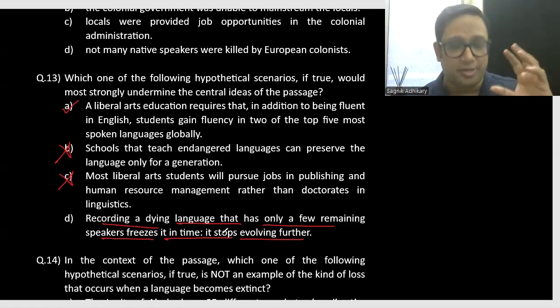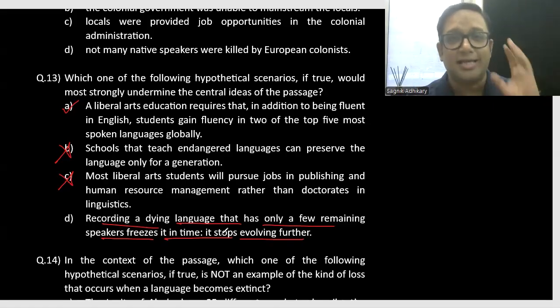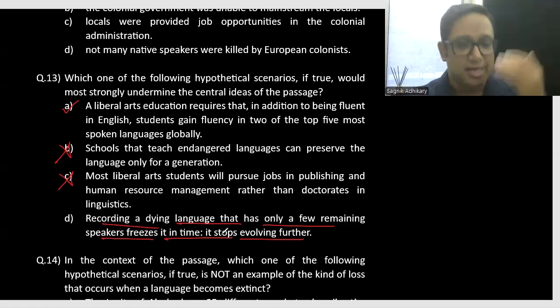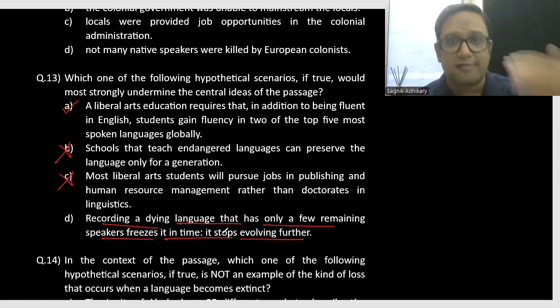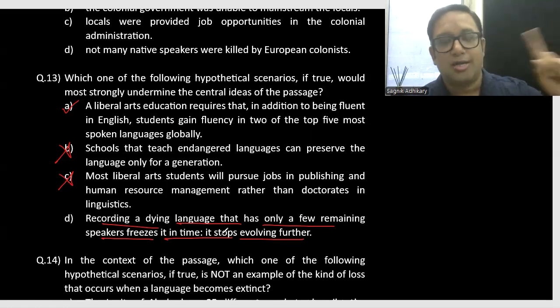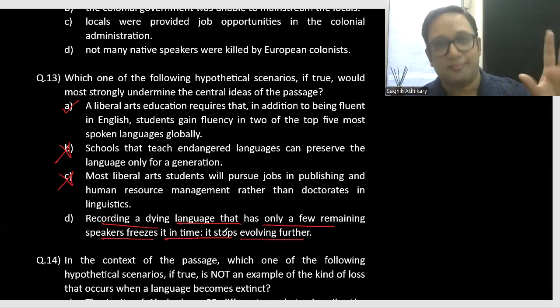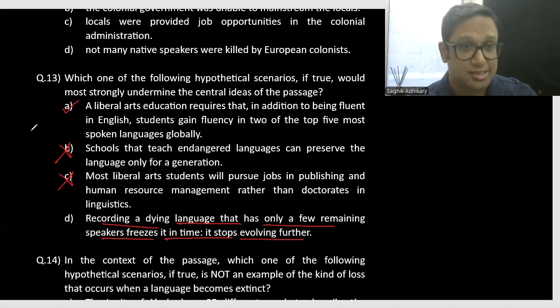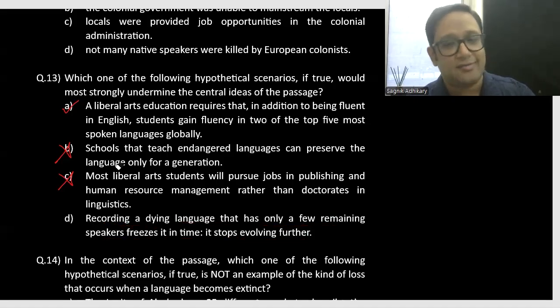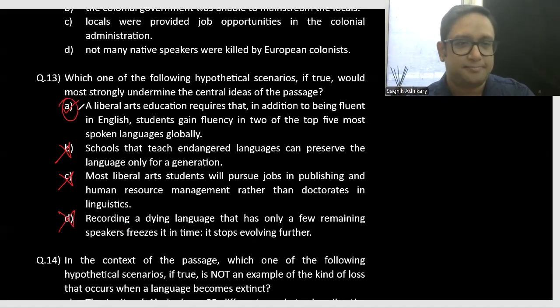The first primary concern is the preservation of these languages. Let us ensure that these languages survive. We will then talk about later, if at all we can, the evolution of these languages. So this is actually very much aligned with the passage. Recording a dying language might just preserve it. It freezes it in time, sure. So it does not weaken the argument. The answer here is option A.